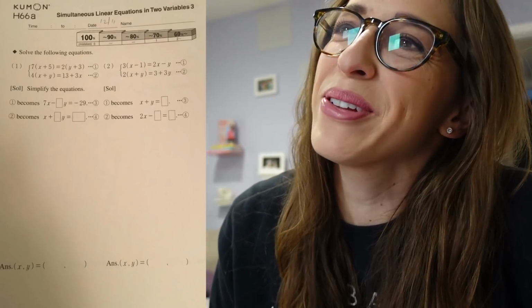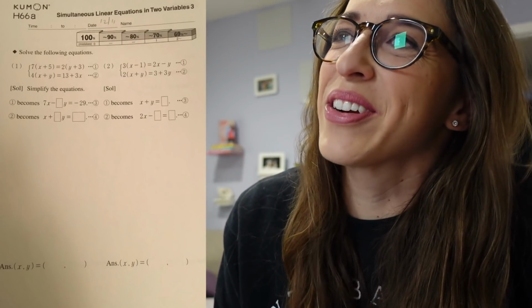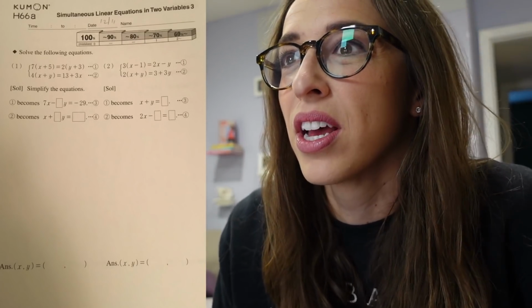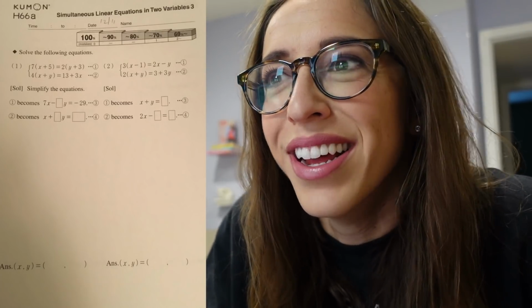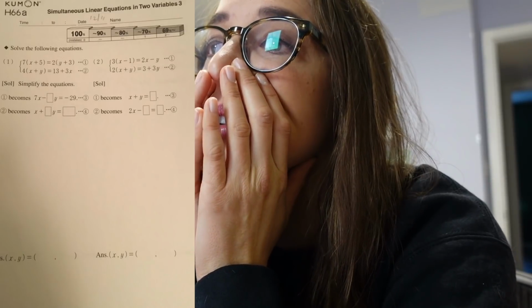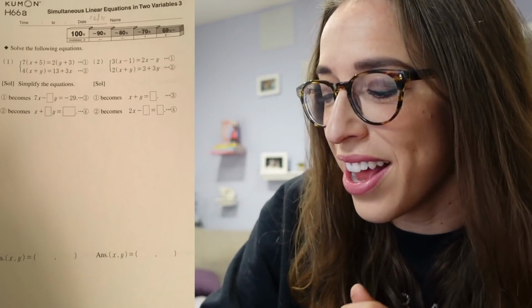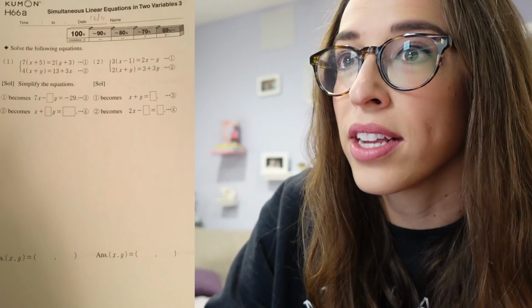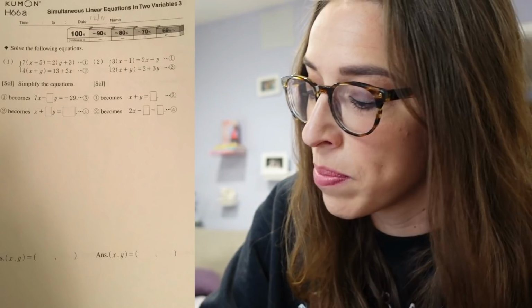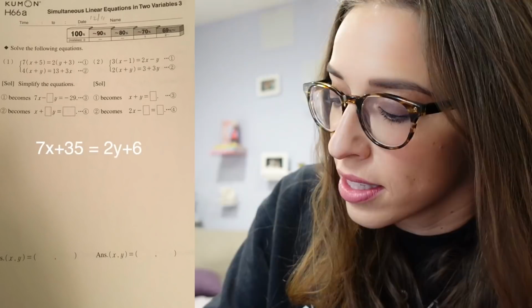Simultaneous linear equations in 2 variables. Solve the following equations. Are these one equation? Wait, okay. Oh dear God. Okay, so, oh God, no. Okay, so 7, okay, they're all different equations, right? There's 4 equations. Okay, so to simplify that would be, I don't know what is simplifying.